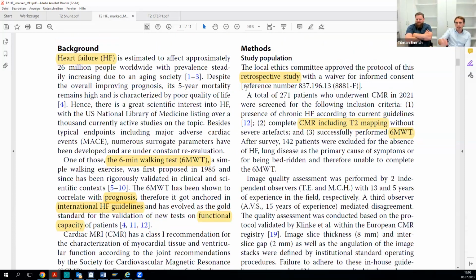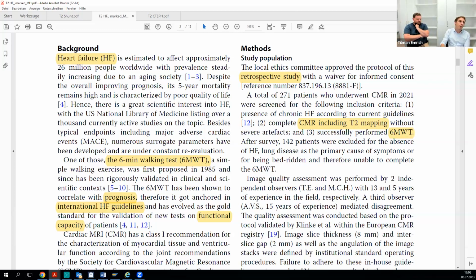So I don't think I have to talk much about the background. We all know that heart failure is not only a very prevalent disease, but also one that affects the patients that have it quite a lot, and outcomes are bad if we look at 5-year mortalities. So there is obviously a need to study it further, as we've already heard.